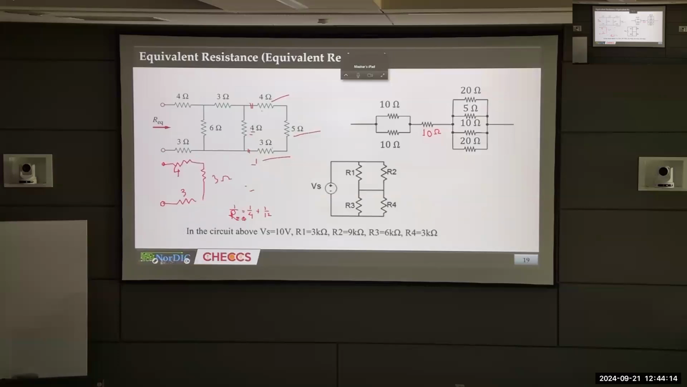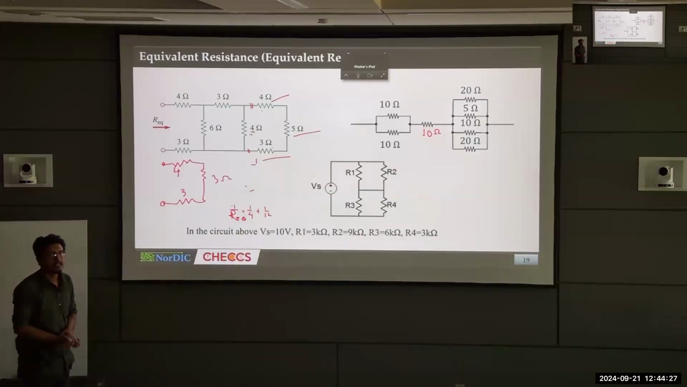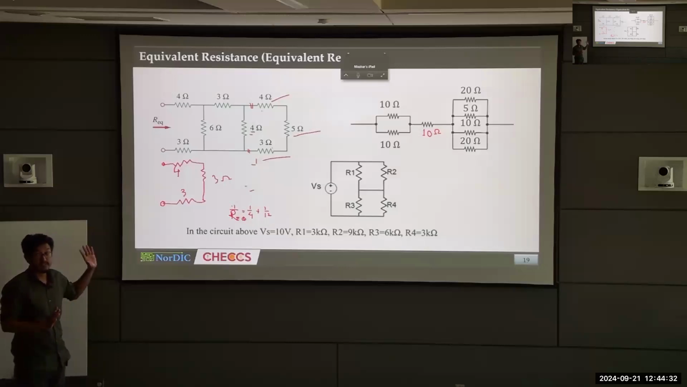Now, can someone tell me what's the next step? Series. Yes. Now you can see that these 4, these 3 ohms and these 3 ohms, they are in series. How much is that? 10 ohms. Do any of you have any question? Because this is really important. If you want to solve circuits in the subsequent sections, you have to really understand it really well. See? So, do any of you have any question? So, what's the equivalent resistance of that circuit? 10 ohms. Yeah. You see?